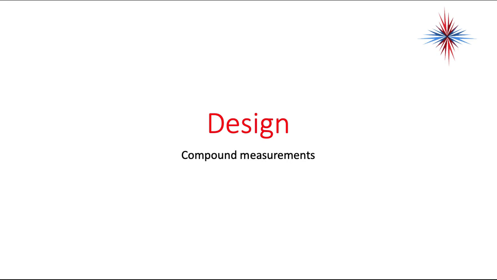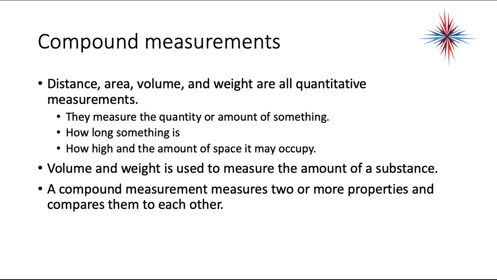This is a very short video in which we're going to talk about compound measurements. Now, compound measurements include distance, area, volume, weight. They're all quantitative measurements, okay? So those are not compound measurements. They measure the quantity of something, how long it is, how high, the amount of space it may occupy. The volume and weight is used to measure the amount of a substance.